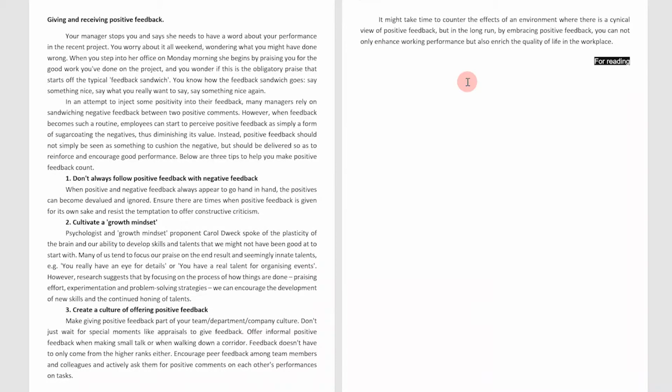Next question. How can a positive feedback culture help in the workplace? And read the answer. In the long run, by embracing positive feedback, you can not only enhance working performance but also enrich the quality of life in the workplace. Put also 1 or 0 points for your answer. Excellent! Now you may count the total amount of your points. The maximum result may be 5 points.